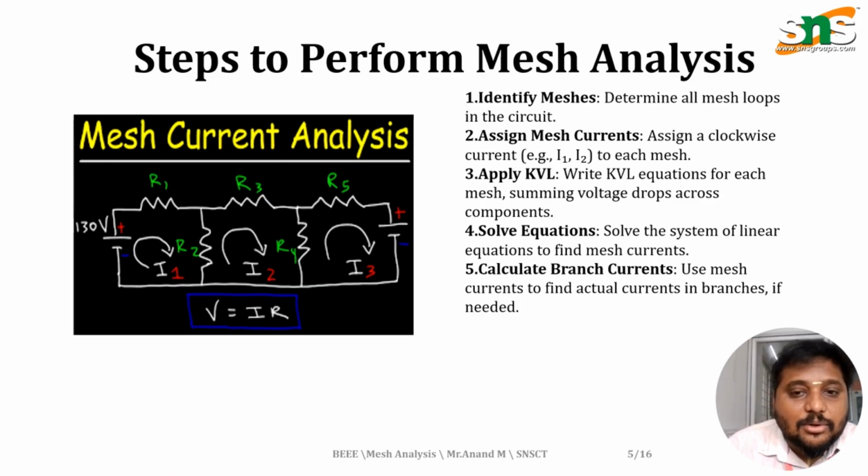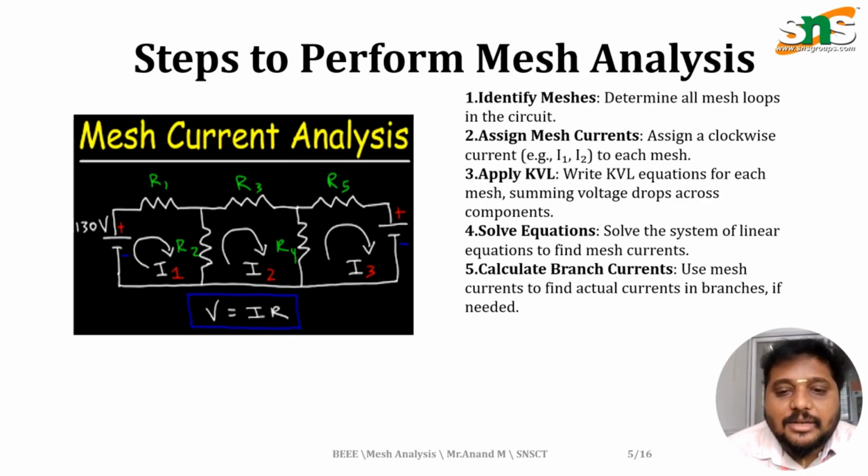And apply the KVL rule. Write the KVL equation for each mesh, summing the voltage drops across the components. Then solve the linear equations to find the mesh currents. The basic objective is to determine the voltage and current of every loop. That current is mapped with Ohm's law to determine the resistance value.